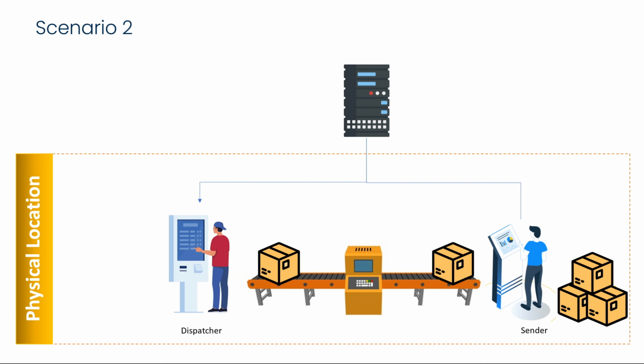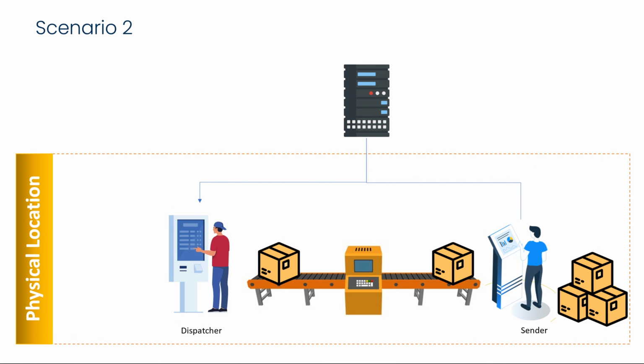So in this scenario, think of a physical location where a system is in place for a shipment company. The sender comes who has a bunch of packages which are to be sent. He puts it on a machine, makes some entries, and then the dispatcher validates those entries. And all those entries go into a mainframe system.